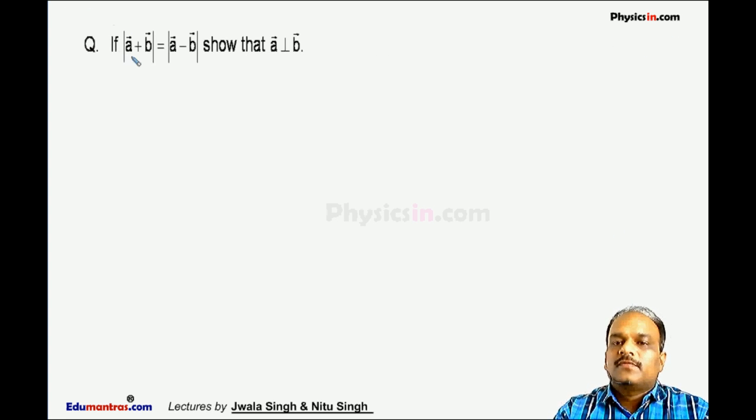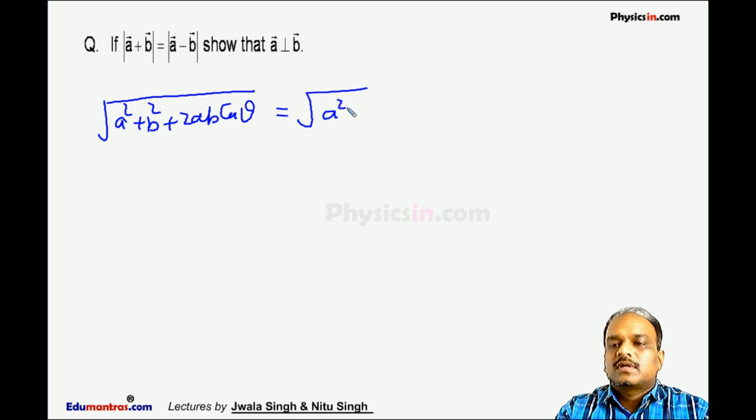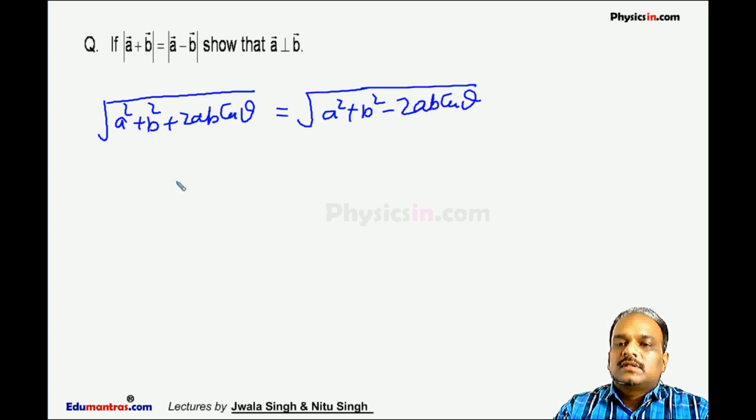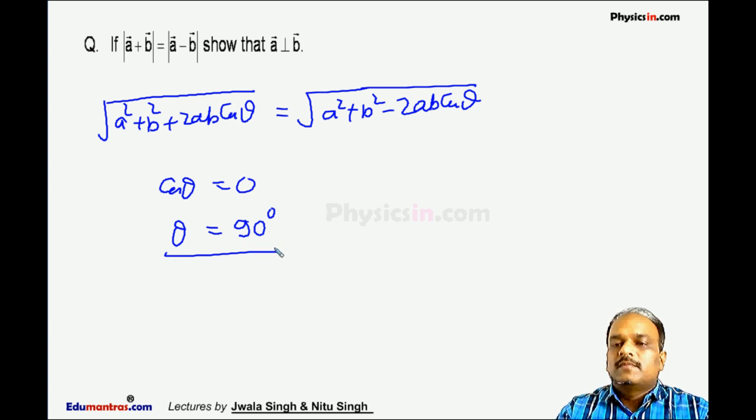The question is, if mod of A plus B, we know mod of A plus B is root over A square plus B square plus twice AB cos theta. And we know mod of A minus B is equal to root over A square plus B square minus 2AB cos theta. From here we can say cos theta is equal to 0, it means theta is equal to 90 degree. So the angle between vector A and vector B is 90 degree, means we can say the two vectors are mutually perpendicular.